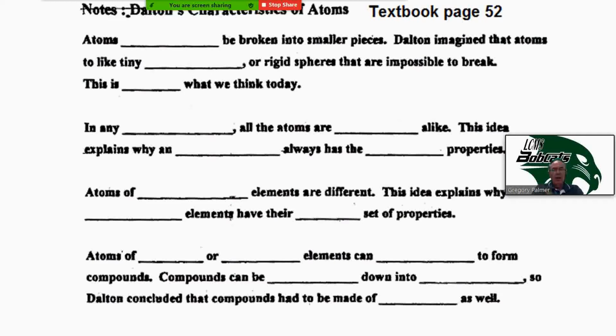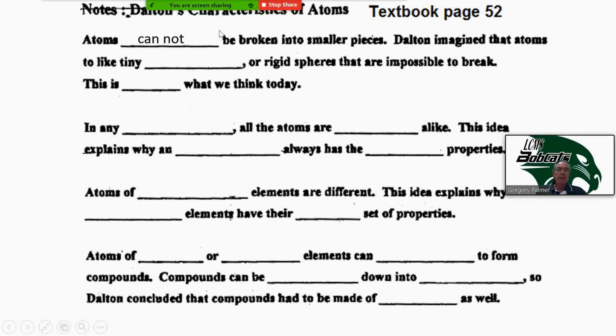So some of what he thought then is not exactly what we think today, but he is considered the founder of modern chemistry. So many of his ideas are the basis that we built our understanding of chemistry today. So we still study his ideas and give credit to him for coming up with these foundational ideas.